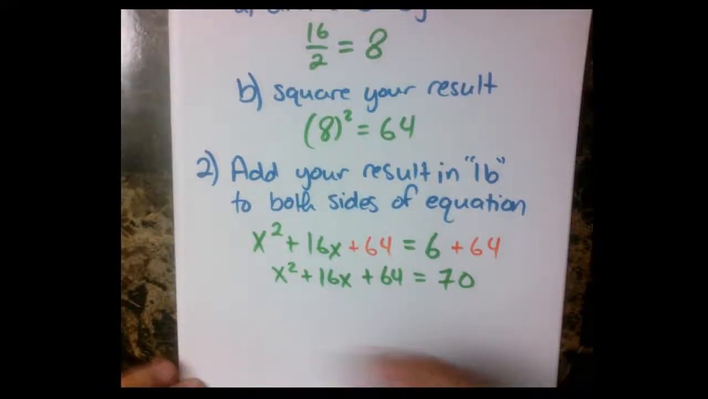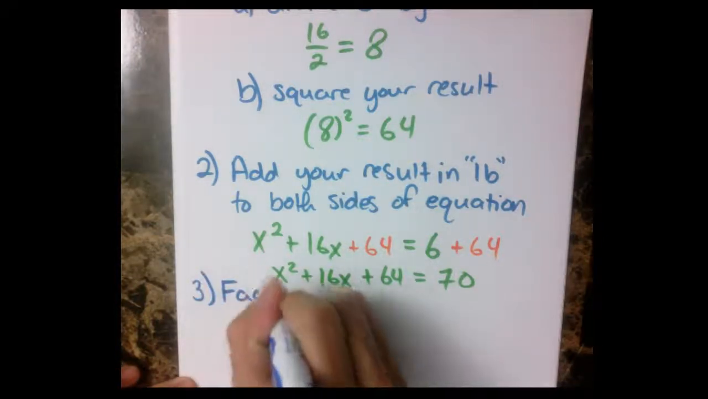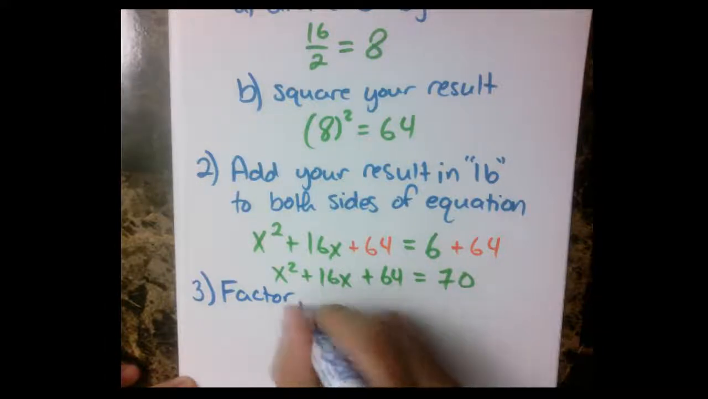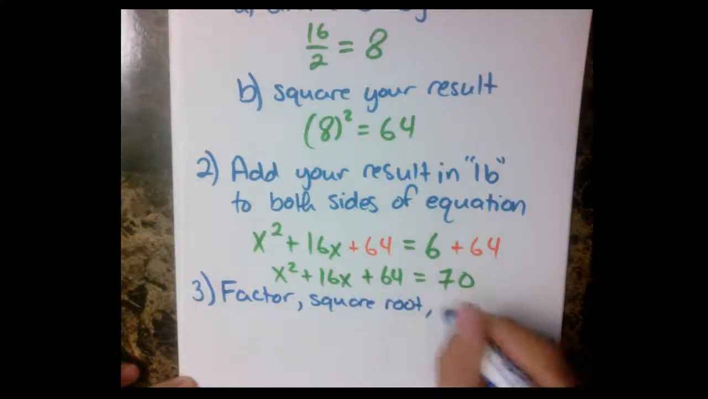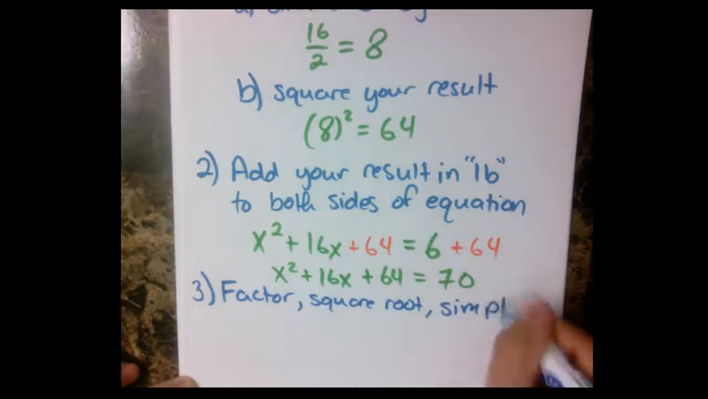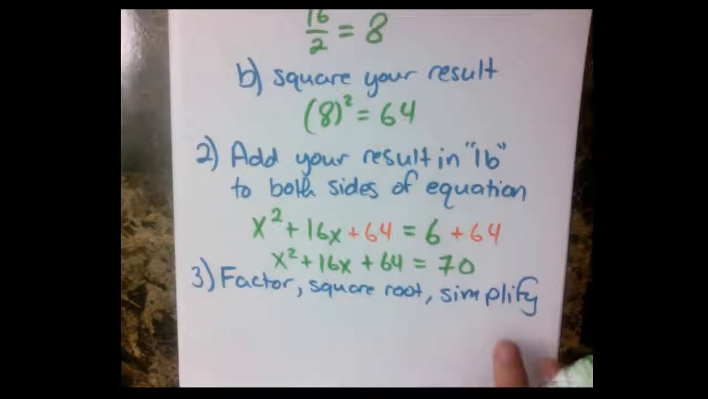So let's go ahead and write these, but we're going to factor, square root, then simplify. So I know that this is actually 3 more steps, but I wanted it all on one page so that you'd have it. So you can call the steps 3, 4, and 5 if you really want to. It's completely up to you. I don't care how you label your steps.